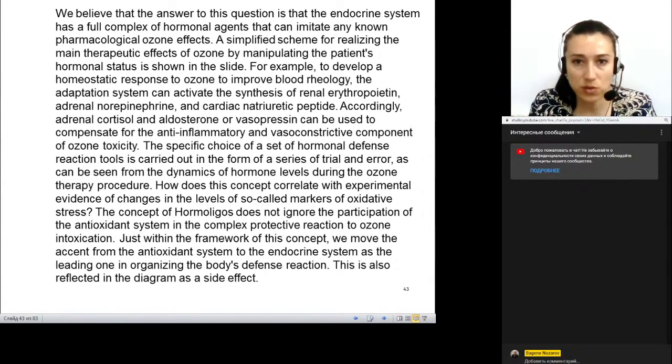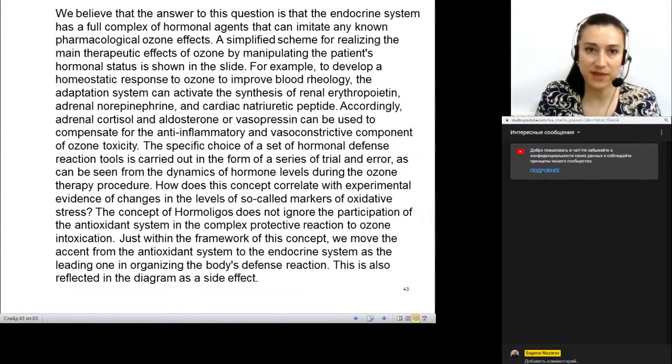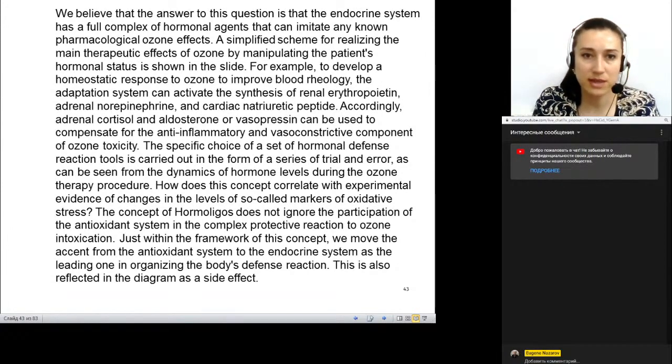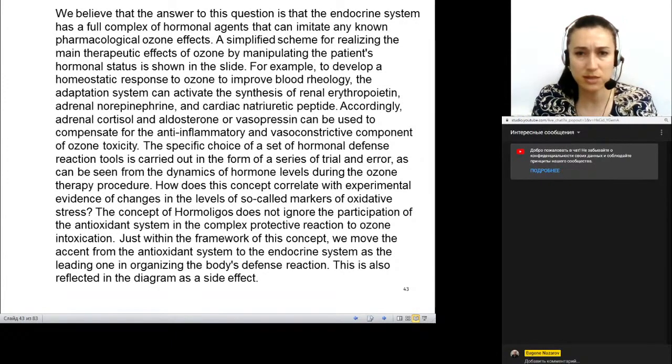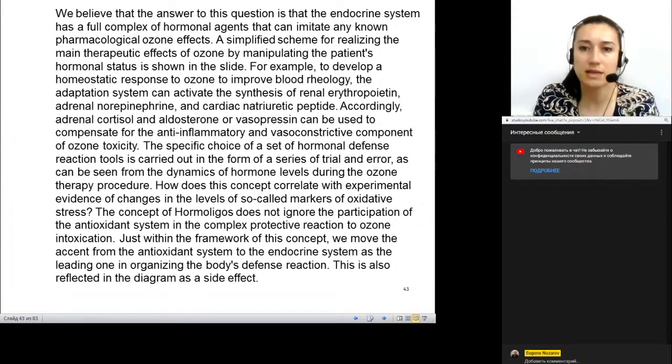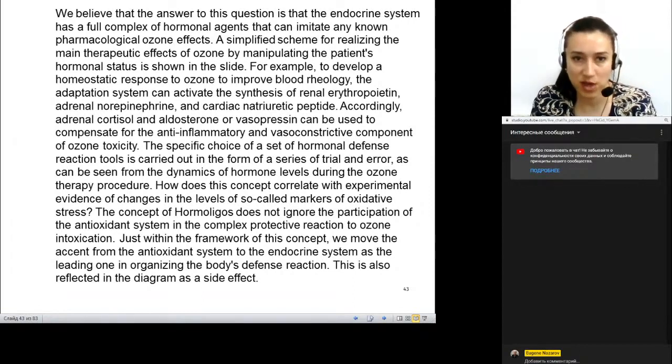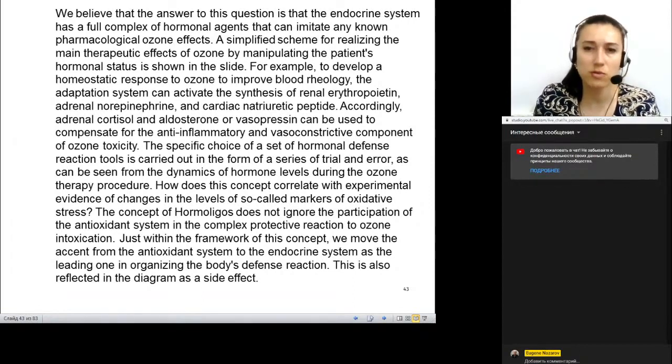The specific choice of a set of hormonal defense reaction tools is carried out in the form of a series of trial and error, as can be seen from the dynamics of hormone levels during the ozone therapy procedure. So how does this concept correlate with experimental evidence of changes in the level of so-called markers of oxidative stress?